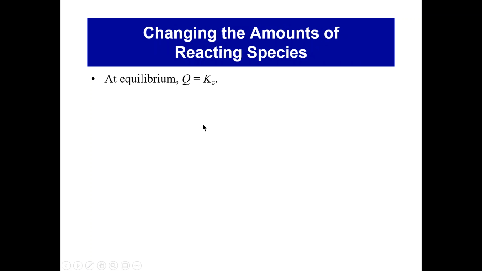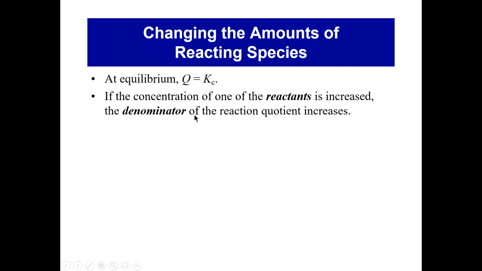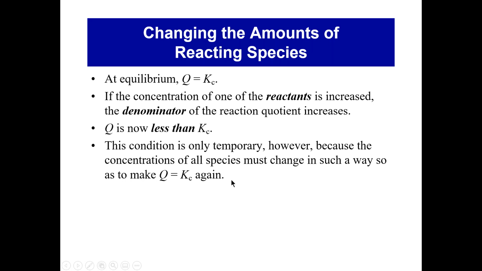So for example, let's look at concentration changes. Now, at equilibrium, we know that Q is equal to Kc. If the concentration of one of the reactants decreases, then the denominator of the reaction quotient will decrease in response, all right? So therefore, Q is now less than Kc, all right? So the system will no longer be at equilibrium, right? Because Q is now less than Kc, not equal to Kc. The system is basically not at equilibrium.